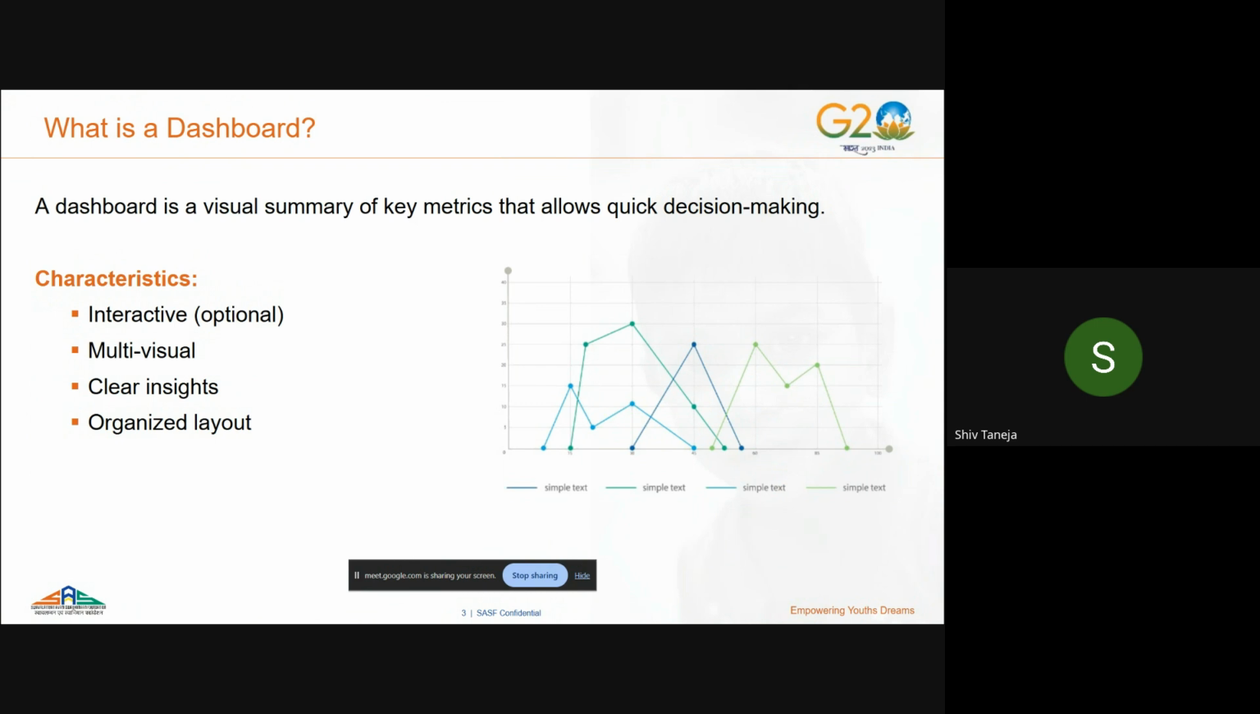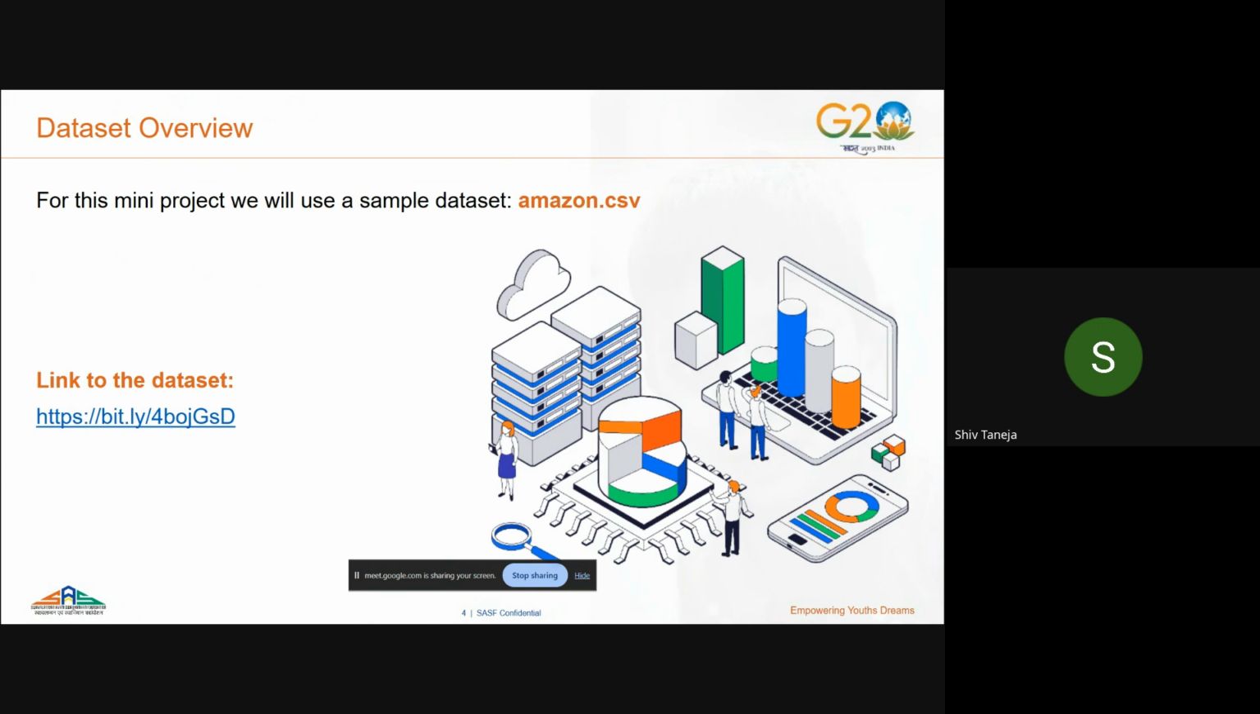So we will directly go to the visualization aspect then. For this mini dashboard, I'm using Amazon data, which basically means sales data of Amazon products. And if you want to know more about the data set, you can go through a link that is present in the PPT.